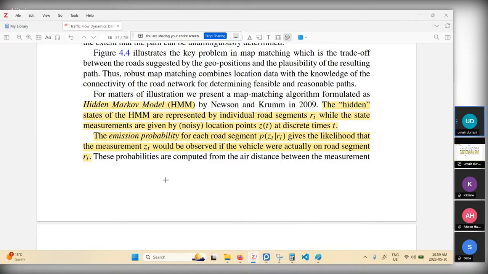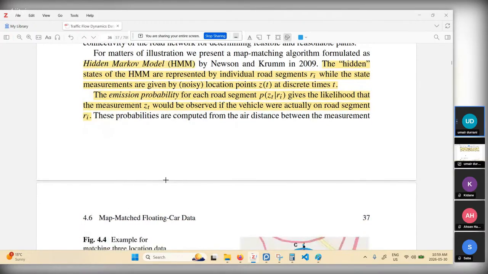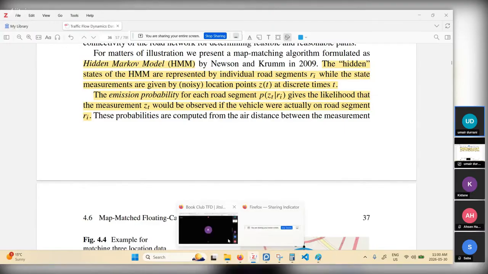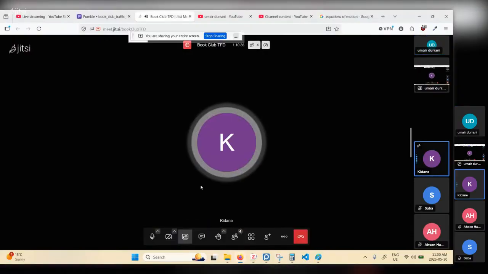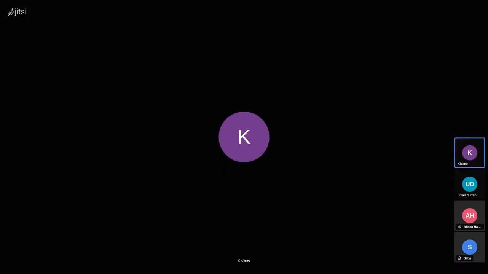And I think this is where we should stop for today. Any questions about the emission probability? This is one problem in map matching that the algorithm needs to solve. I think it's better to revise it next class when we start. Yeah, for sure. I'll start with that.